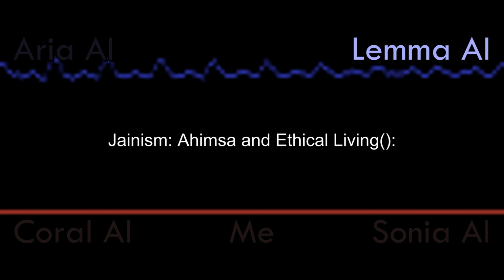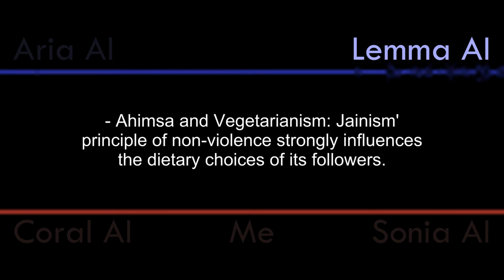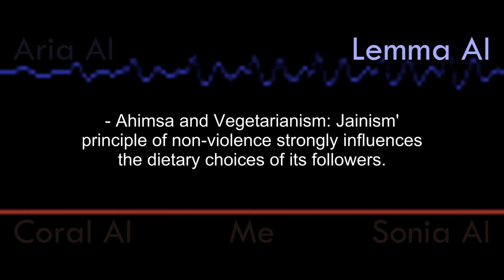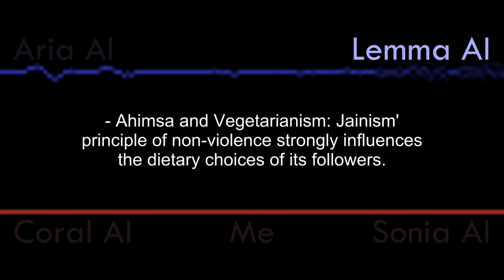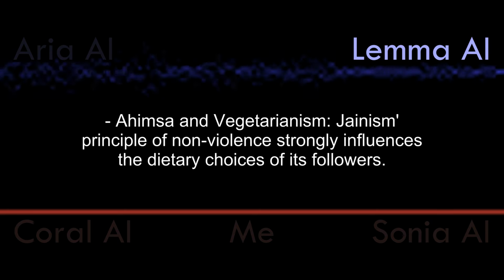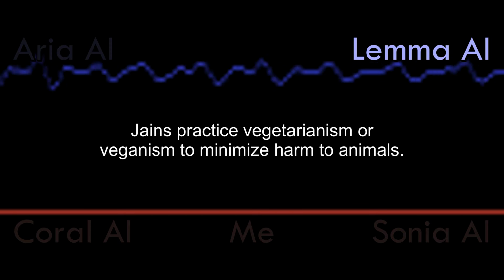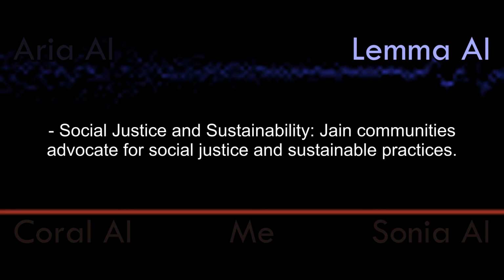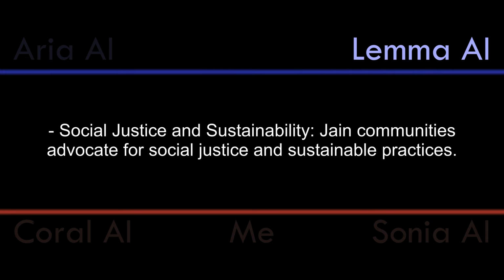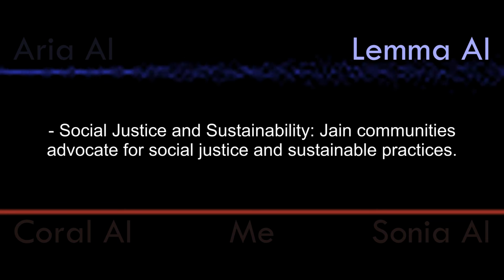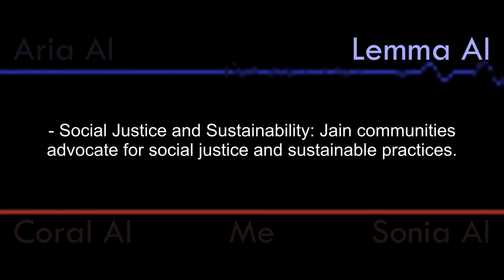Jainism: Ahimsa and ethical living. Ahimsa and vegetarianism. The Jain principle of nonviolence strongly influences the dietary choices of its followers. Jains practice vegetarianism or veganism to minimize harm to animals. Social justice and sustainability. Jain communities advocate for social justice and sustainable practices.